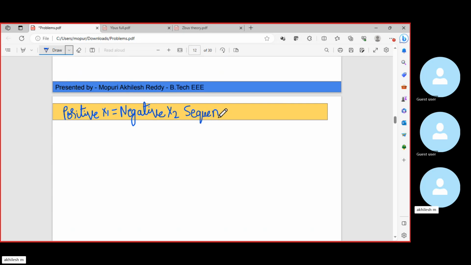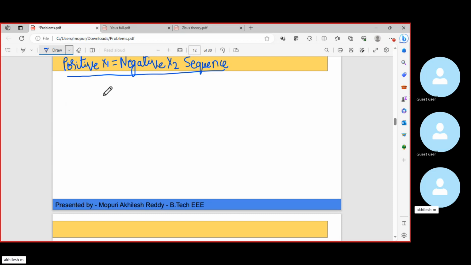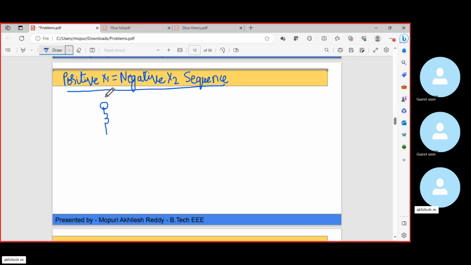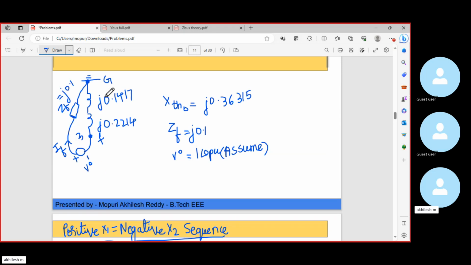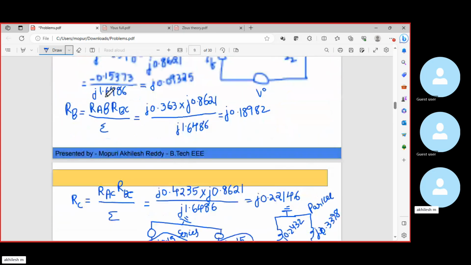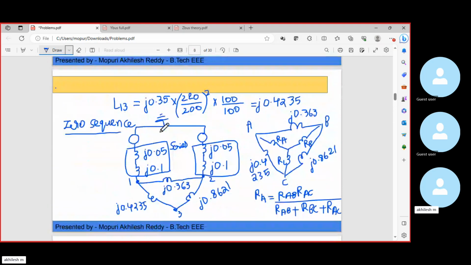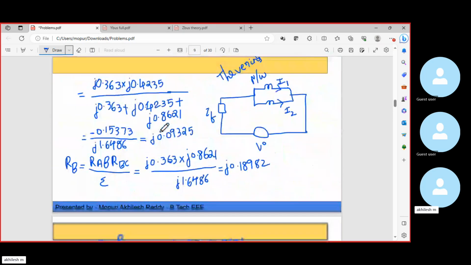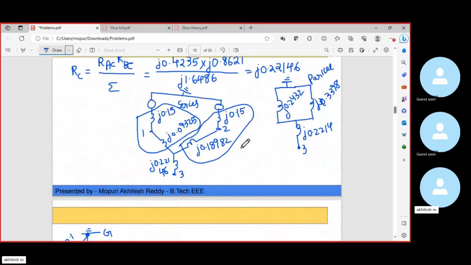Okay, now let us draw the reactance diagram for this case. Initially, we have a generator. I'm removing the generator voltage source. When we are drawing the Thevenin's equivalent circuit, we will short circuit this. This is the reactance diagram, and this is the corresponding Thevenin's circuit.